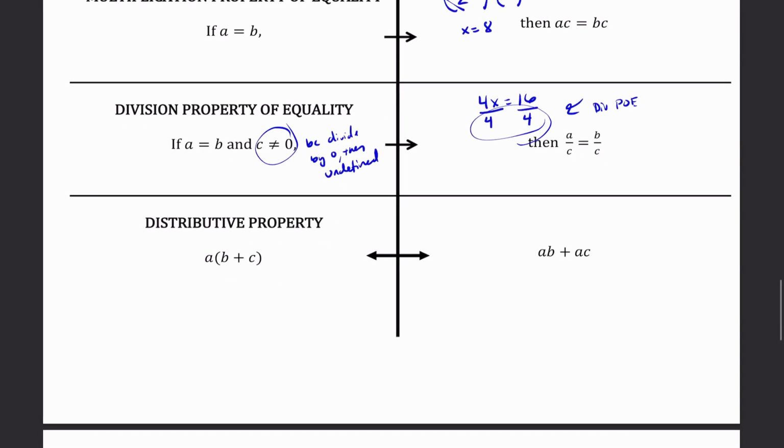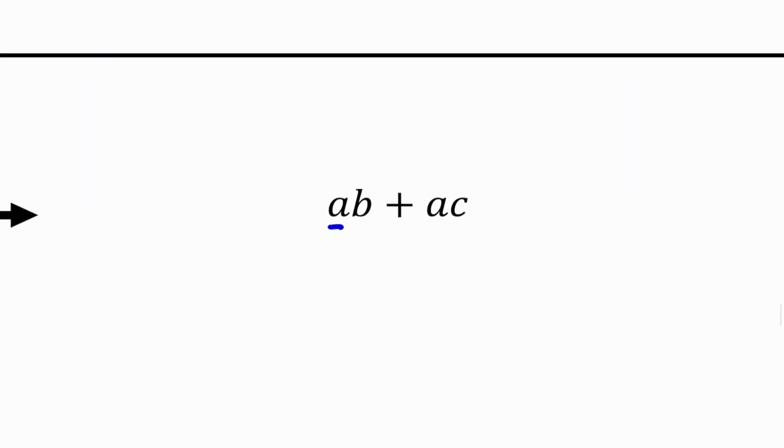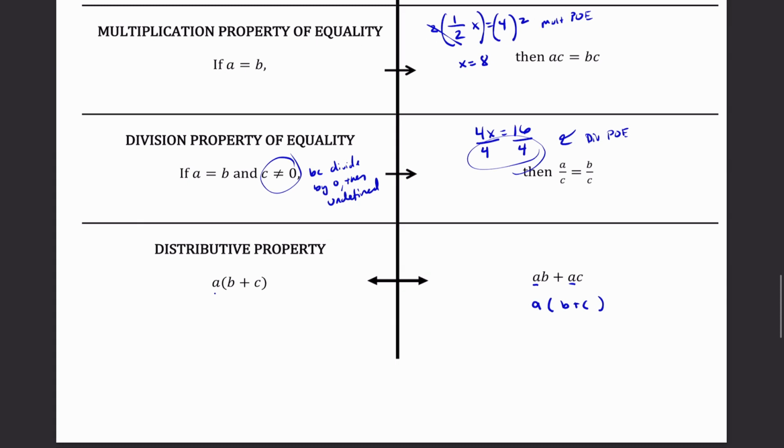Okay, and the distributive property is something that we know and love. If you have a number in front of the parentheses, you are going to distribute and you get something like this. Or if you want to essentially factor, that's still using the distributive property. Notice that I have an A here and an A here. That means I can factor the A, so I will get B plus C. Okay, so this goes both ways.